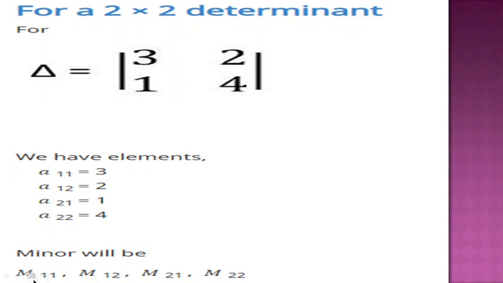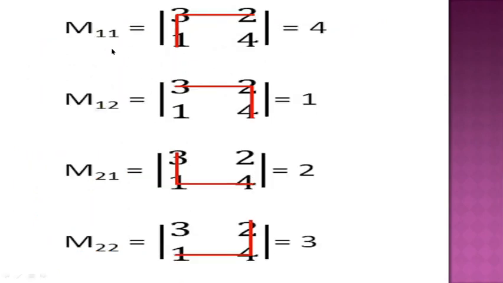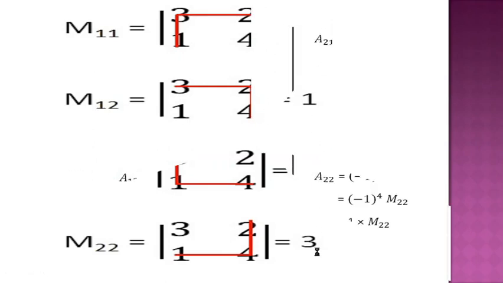Minors will be written like this: M11, M12, M21 and M22. And how do we find them? M11 means we have to cross first row and first column, and the answer is 4. M12 means first row and second column we have to cross, and the answer is 1. M21 means second row and first column we have to cross, and the answer is 2. Same way M22 means second row and second column we have to cross, and the answer is 3. These are the 4 minors of the given matrix.